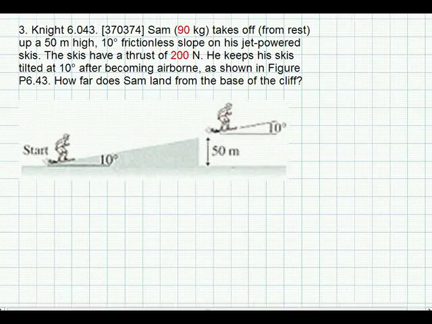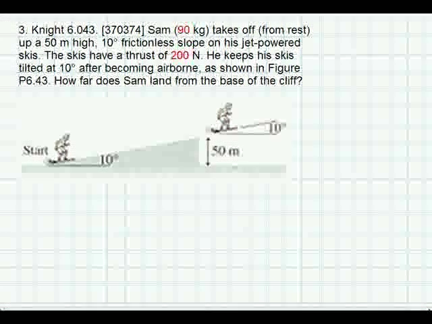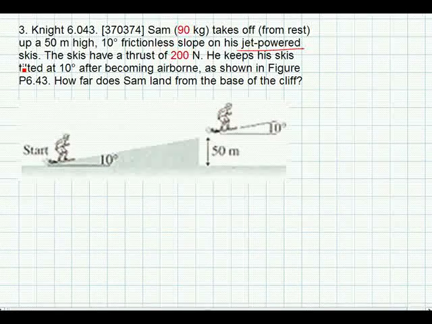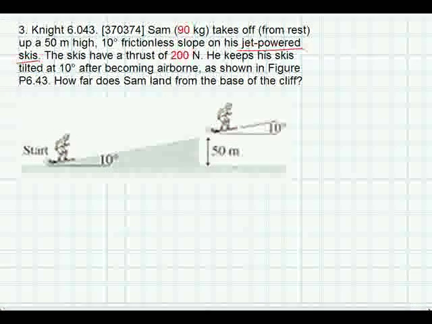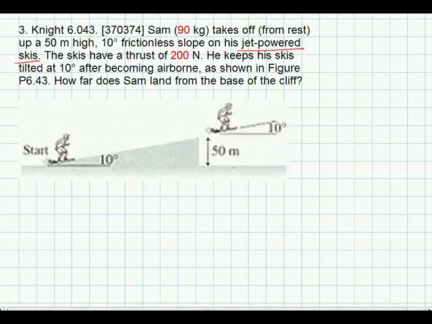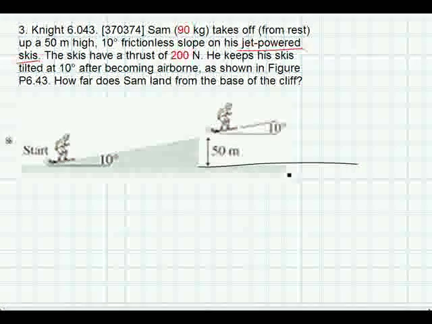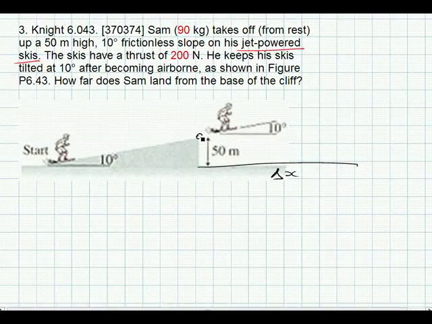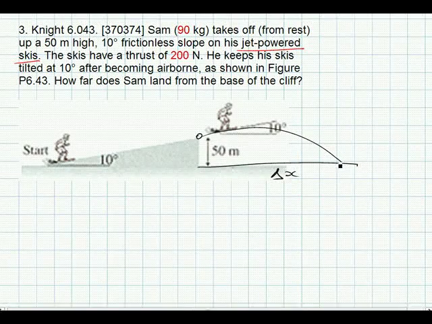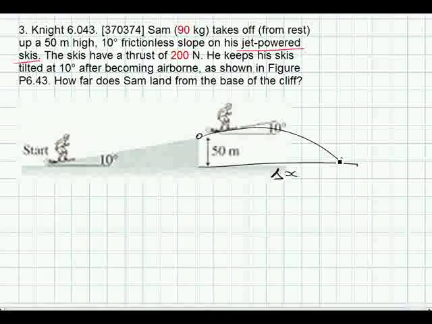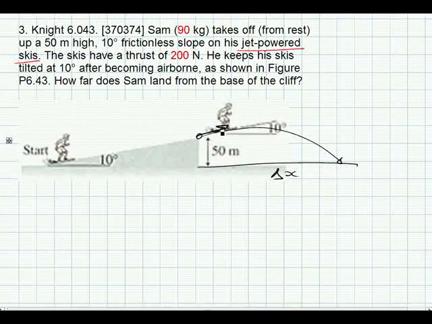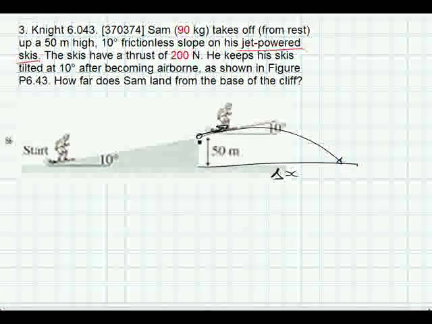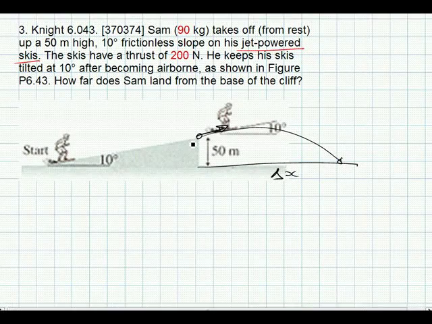Another example is this skier Sam, who has jet-powered skis, another object which we all have in our closets, I guess. So here the question is how far does Sam land along the x-axis, so we have the delta x, knowing that he becomes airborne, follows a trajectory like this, and lands there. So you need to figure out what Sam's launch velocity is at the top of the cliff, which is 50 meters high.